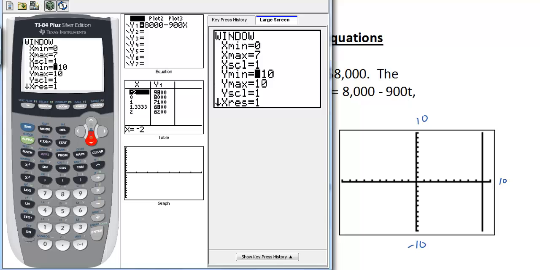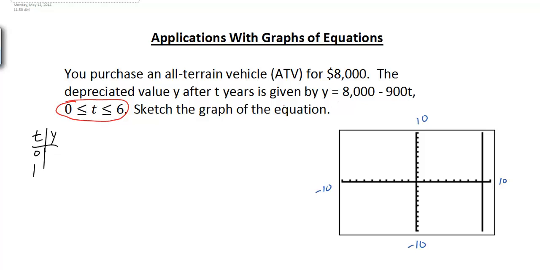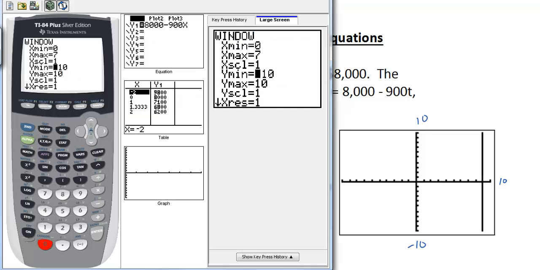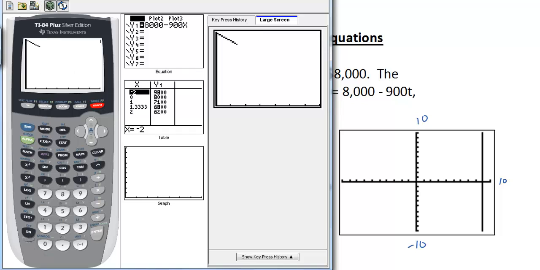And now we need to figure out what is the minimum y value and the maximum y value. Well, what does y represent? Y is representing the depreciated value. Okay, so if we start out with the ATV at $8,000, so that would be the maximum, because from that point on the value is going to decrease, and if it decreases, the lowest it could decrease to would be 0. So we could make the minimum 0, and the maximum we could certainly type in as 8,000. So now if we look at the graph, we get a much better representation here.